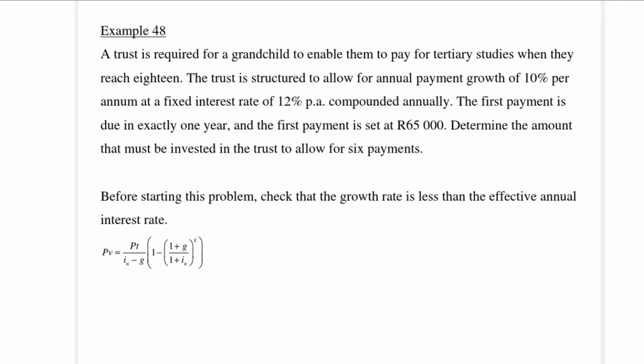The first payment is due in exactly 1 year, and the first payment is set at 65,000 rands. Determine the amount that must be invested in the trust to allow for 6 payments. Okay, so before we find the original amount that needs to be invested in this trust, let's just quickly remind ourselves that because this is a growing annuity, the payments will also increase at a rate of 10% per annum.